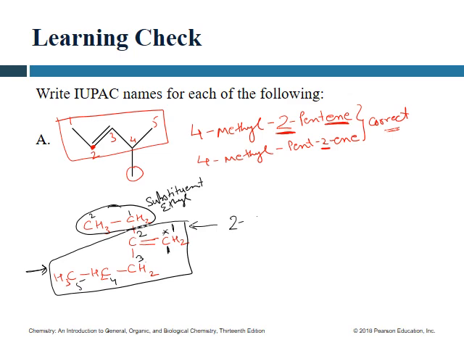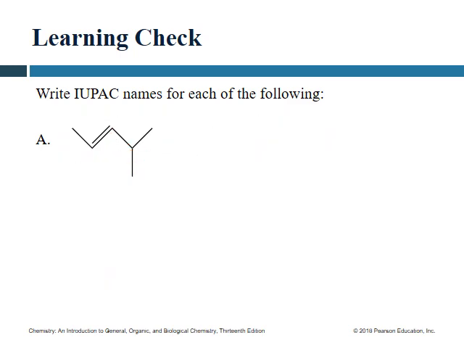So the naming will be 2-ethyl-1-pentene, because we have 5 carbons, that's why it's pent. Ene is a double bond, and where is the double bond situated? On the first carbon. So this is the name that you get, 2-ethyl-1-pentene.